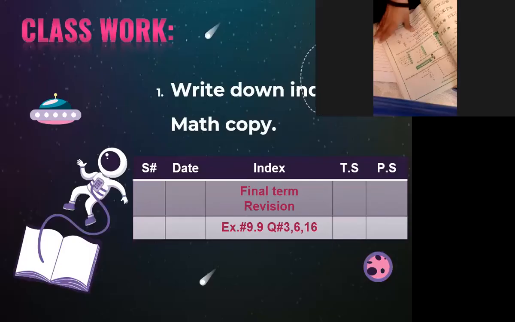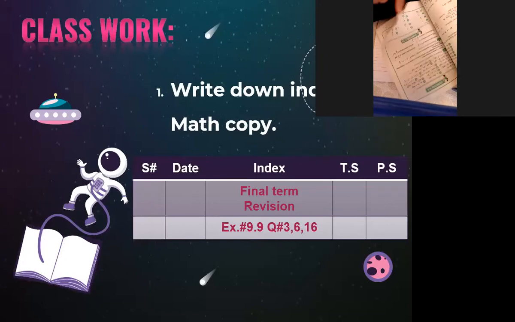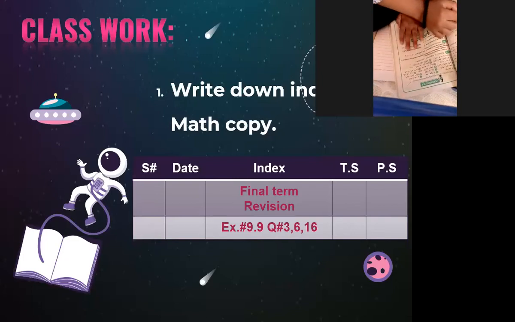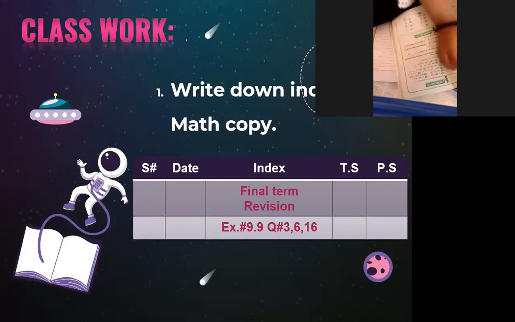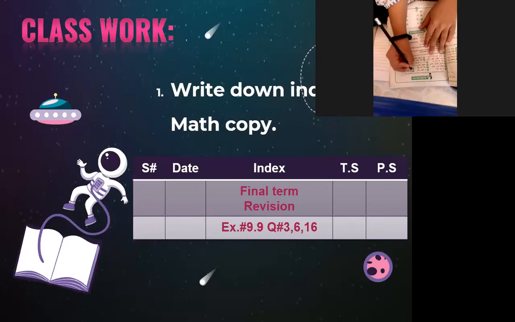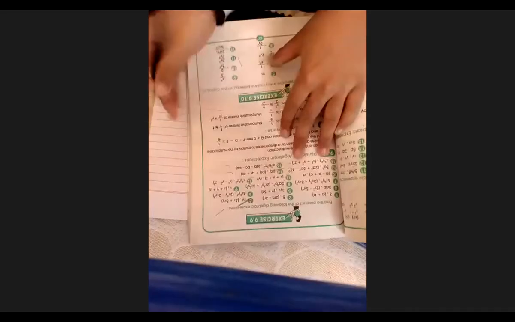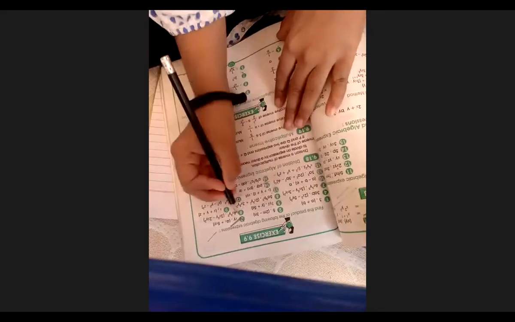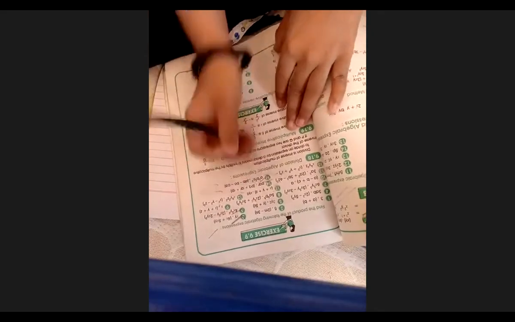Okay, now everyone, please start solving it. This is your final term revision index. Exercise number 9.9, questions number 3, 6, and 16. Exercise 9.9 is on page number 127. Now, as you can see, this is Miram's work. Yes, 3, 6, and 16. Very good. Now start your work. Everyone, hurry up.